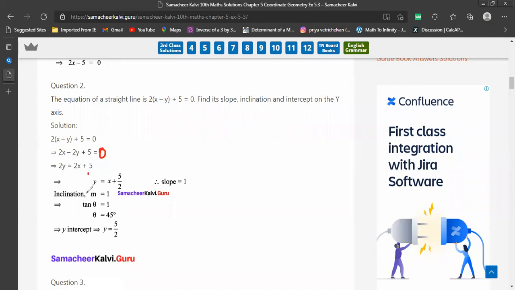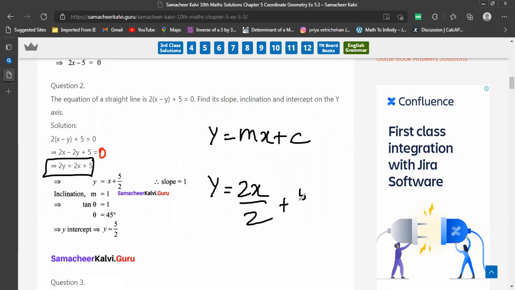We can write the equation in terms of y because we know the general form of the equation, which is y equal to mx plus c. Okay, so just rewrite this in the form of y. Divide both the sides by 2. It will become y equal to 2x upon 2 plus 5 by 2. So this is going to be a straight line. So from this we can say y is equal to x plus 5 upon 2.